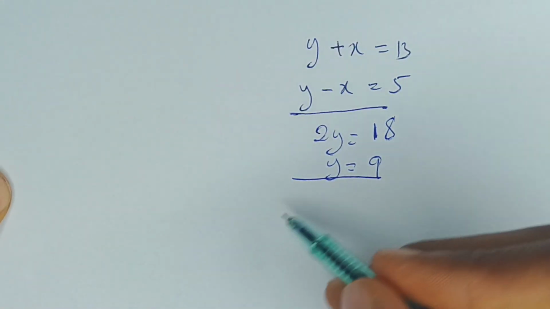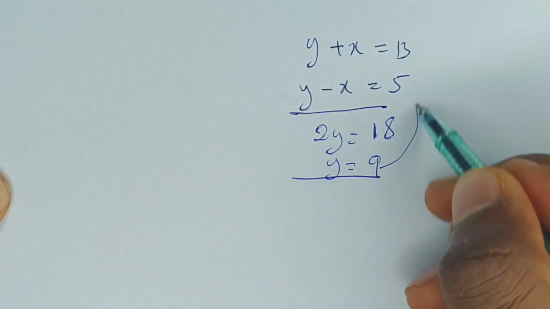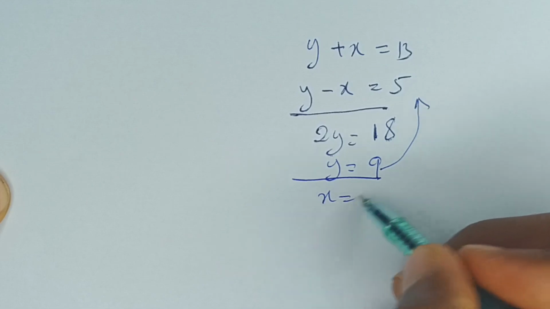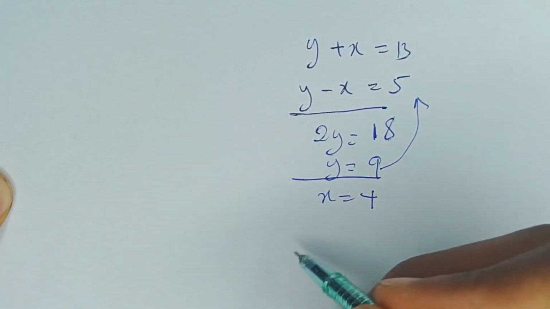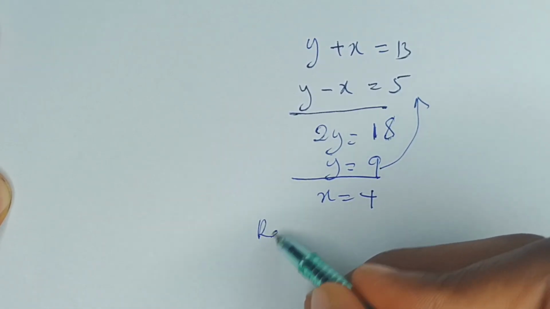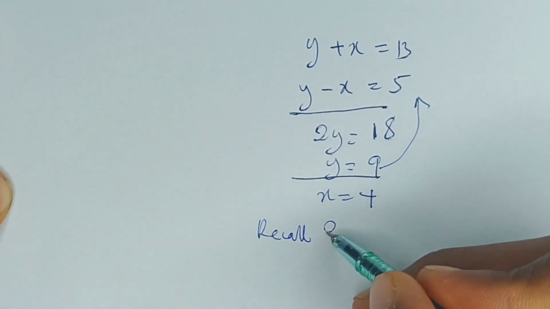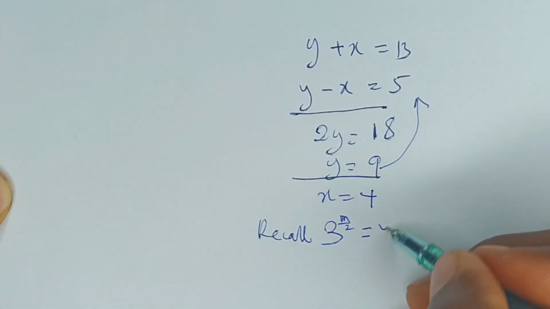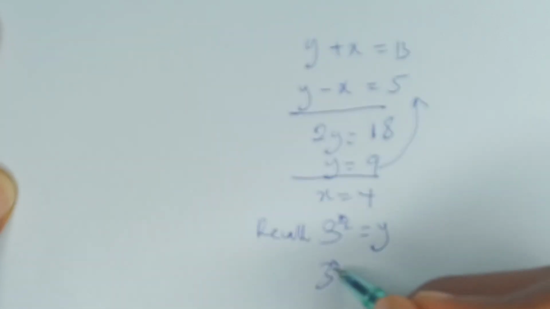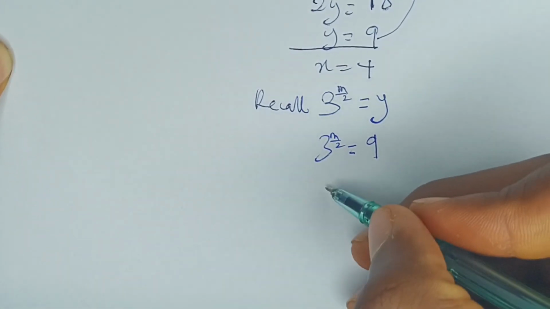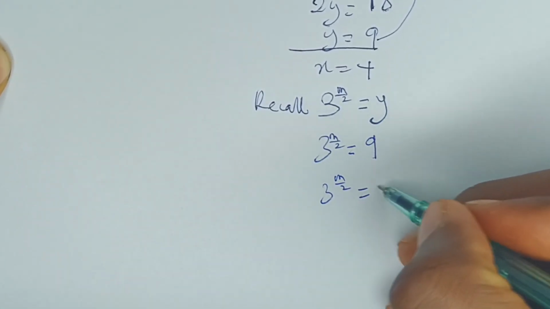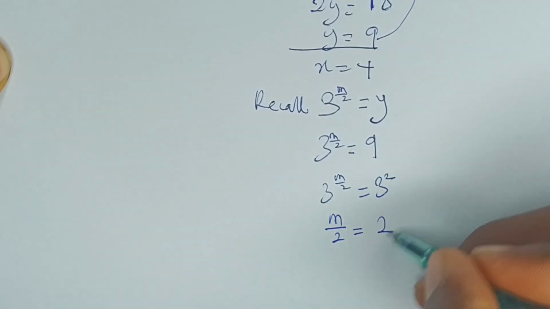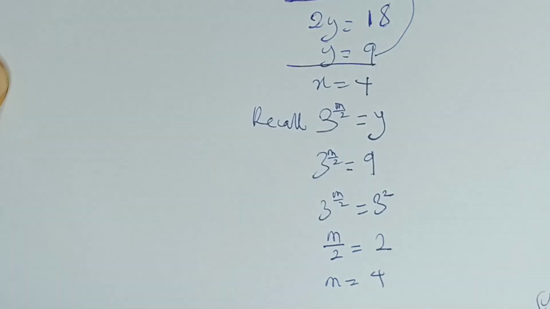If you substitute y as 9 in this equation, we have 9 minus x is 5, hence x is equal to 4. Now, but recall 3 to the power of m over 2 is equal to y, hence 3 to the power m over 2 will be equal to 9. 3 to the power m over 2 is equal to 3 squared. m over 2 is equal to 2. m is equal to 4.